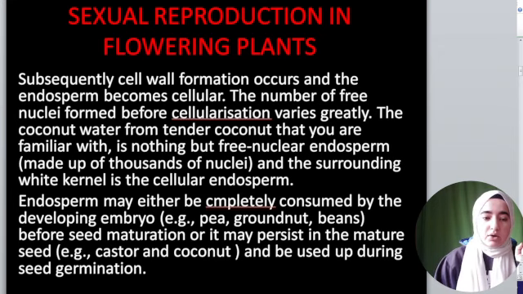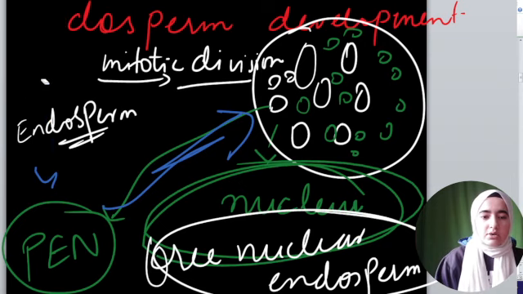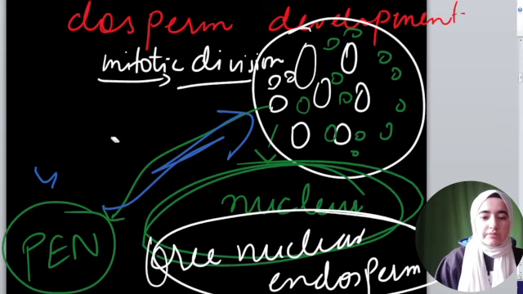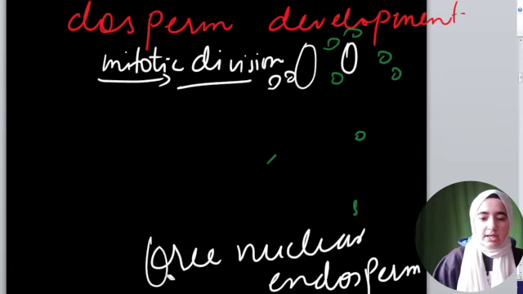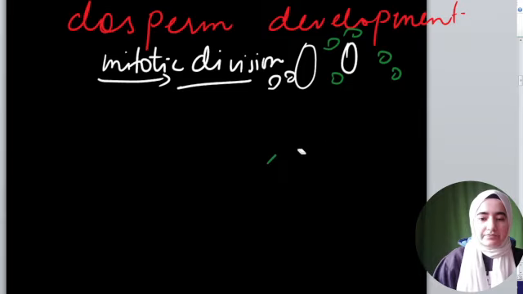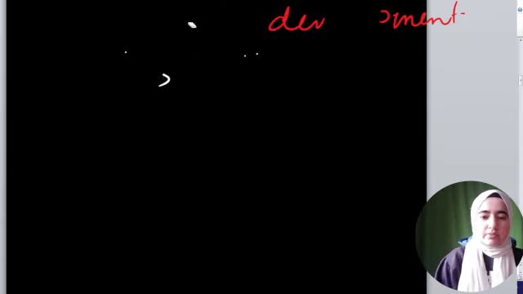Your question might be, ma'am, in which will we find free nuclear endosperm and in which will we find cellular endosperm? Okay, you might have had coconut water sometimes in your lives, right? Coconut milk, which we call coconut milk as well. That coconut water is nothing but free nuclear endosperm.